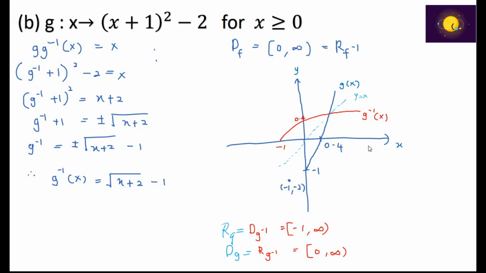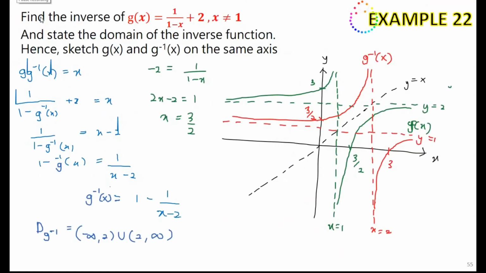Here 0.40. So this point is (0, -1). When at the inverse side, it will give you (-1, 0). So now you can sketch both graphs on the same axis. Now let's go for example 22.